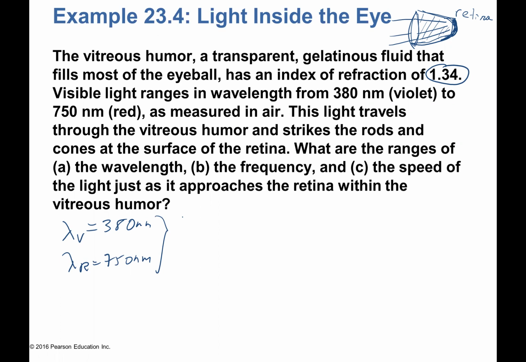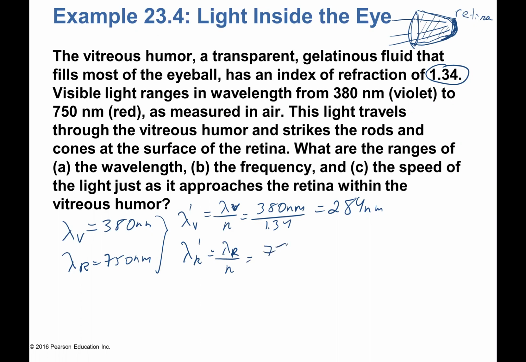So what I do here is this: wavelength V prime is equal to the wavelength in vacuum divided by the index of refraction. That means 380 nanometers over 1.34. If I do the calculation, I get 284 nanometers. Obviously we could not see this, but remember the frequency doesn't change. So lambda red prime is lambda red over n, which is 750 nanometers over 1.34, and I get 560 nanometers.